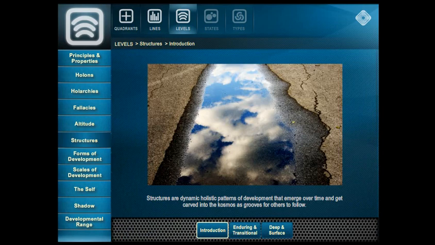Structures are dynamic holistic patterns of development that emerge over time and get carved into the cosmos as grooves for others to follow.